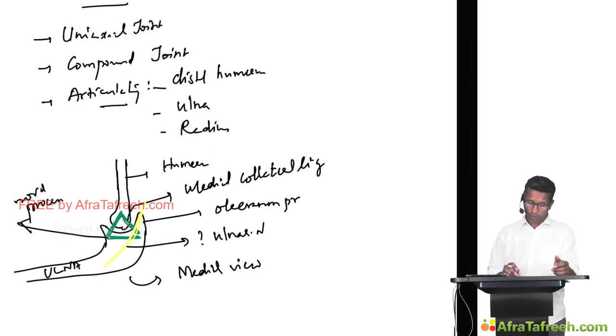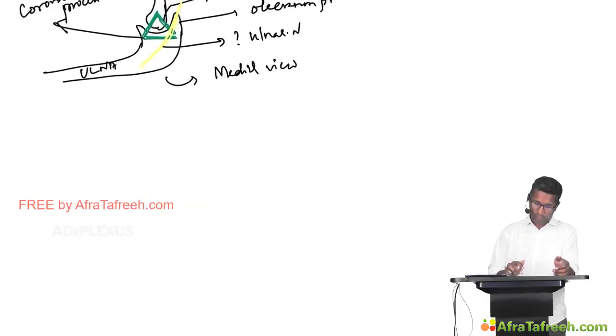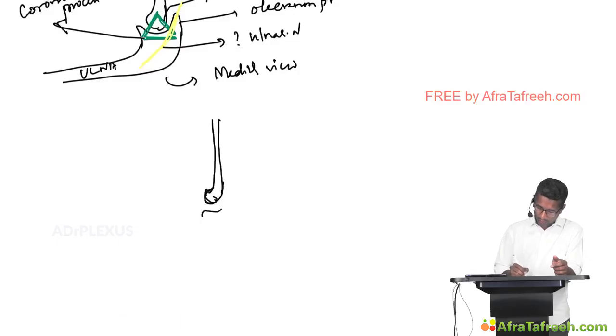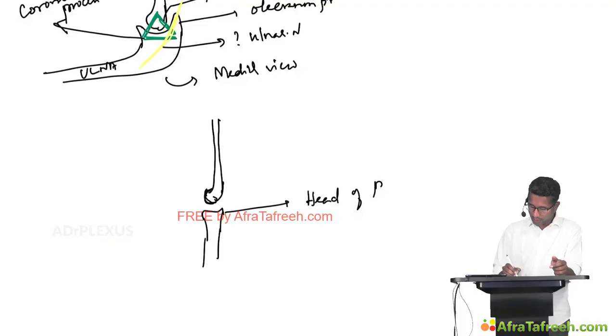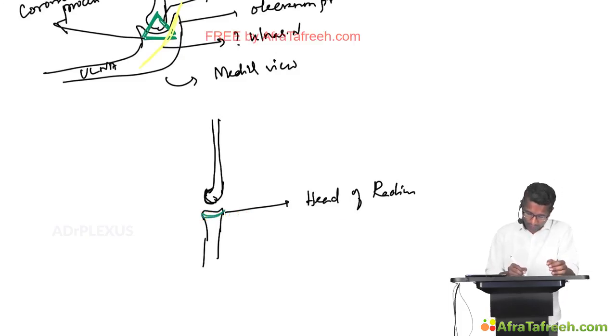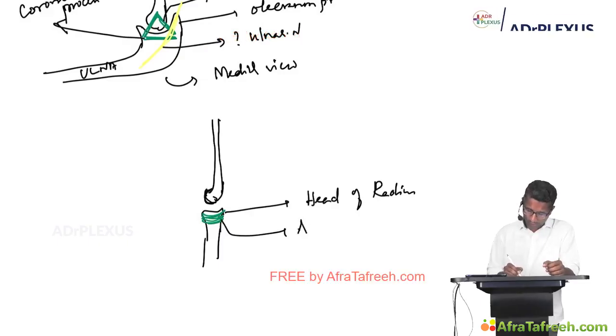Now when you see the humerus from the lateral side, again we'll draw a simple diagram guys. So this is the distal humerus capitulum, and this distal humerus on the lateral side articulates with the radius bone. And you know that this is called the head of the radius. And this head of the radius is surrounded by a ligament which is called the annular ligament.